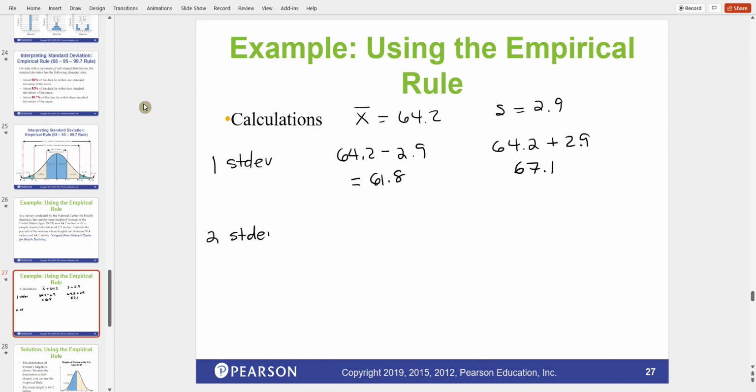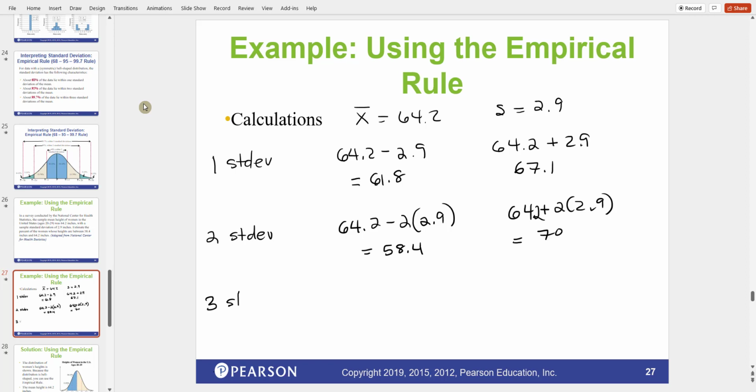Now let's go out two standard deviations. So what we're going to do is multiply the standard deviation by 2, and then add it to and subtract it from 64.2. When I do this, 64.2 minus 2 times 2.9, I get 58.4 here, and I get 70 here.